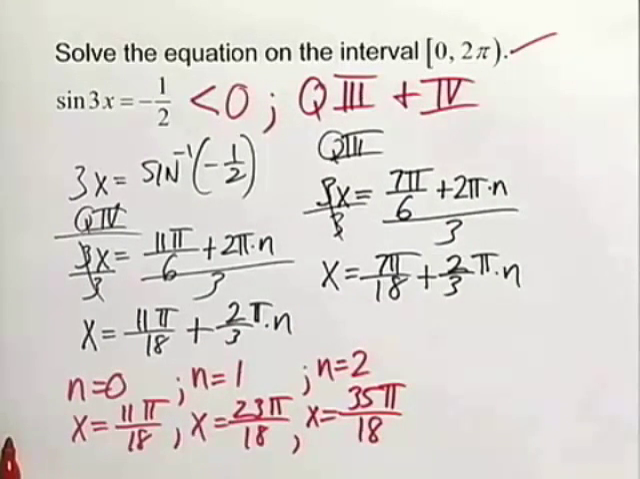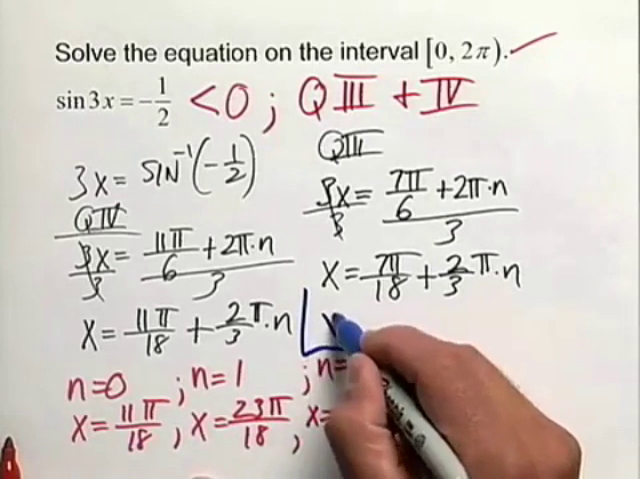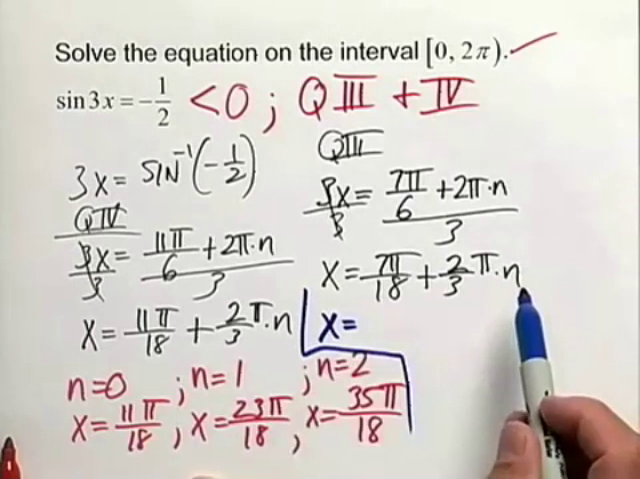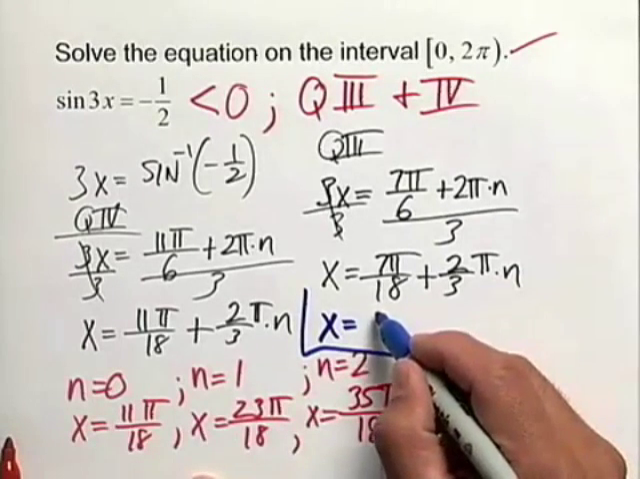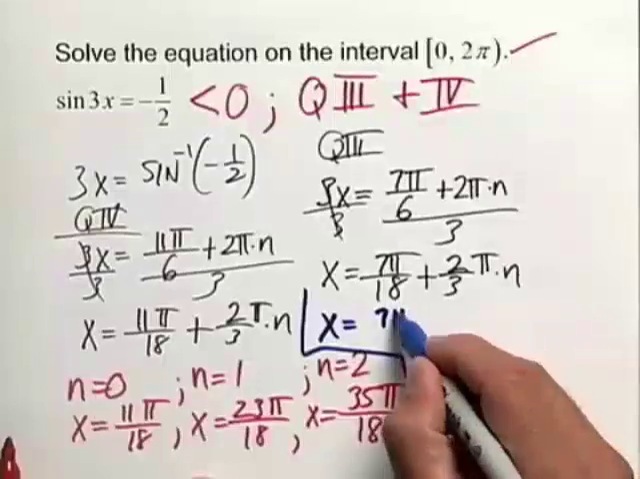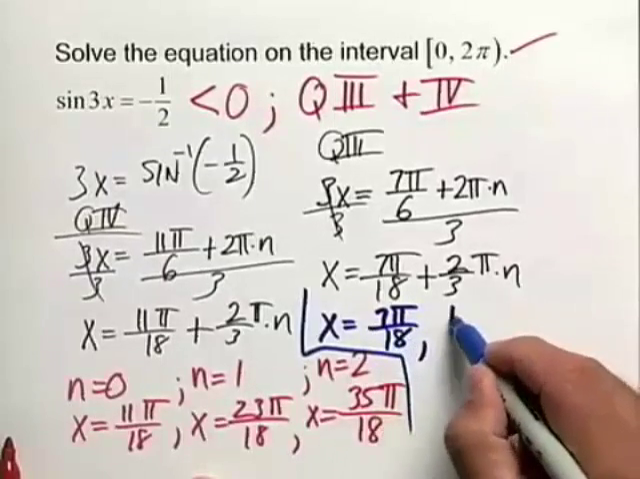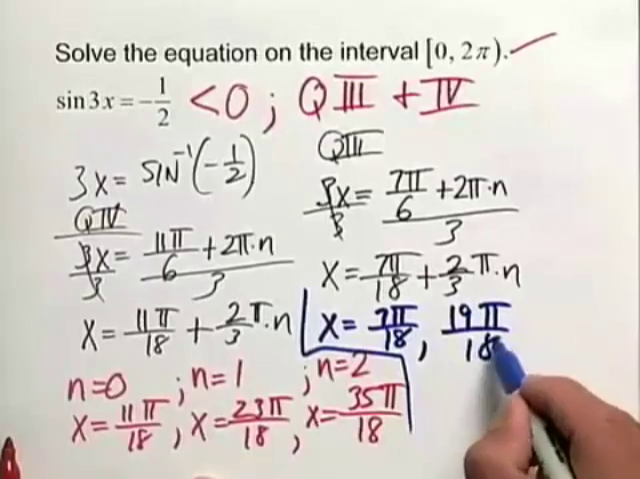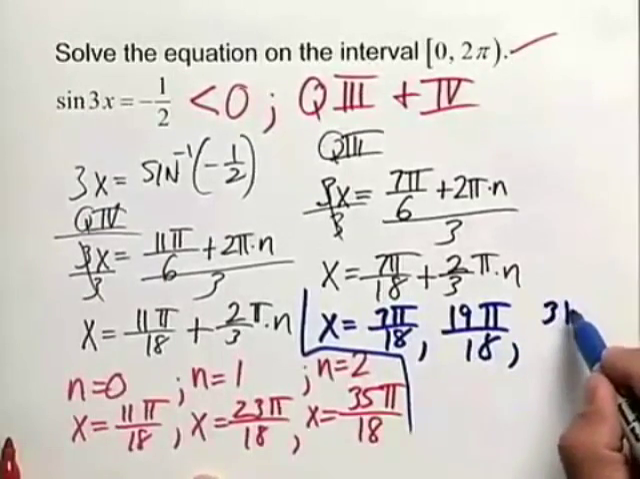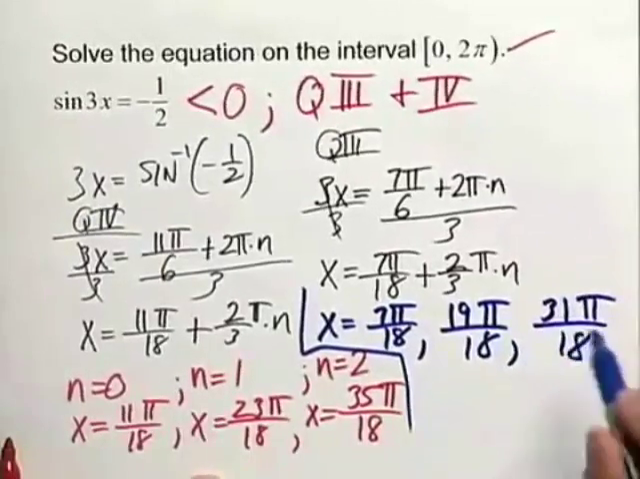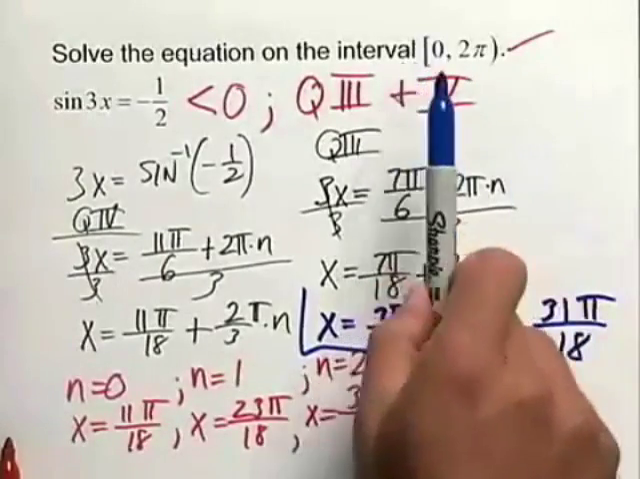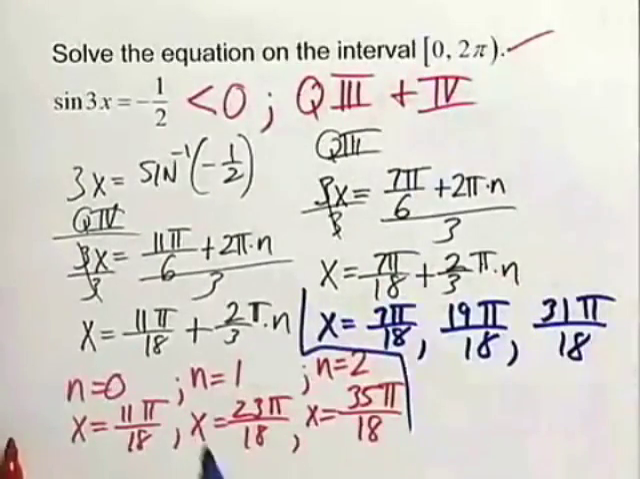In a similar fashion, we're going to focus on the second equation, and find those values for when n is equal to 0, 1, and 2. And you can verify this independently, but if we solve this equation, plugging in 0, 1, and 2 for n respectively, we end up with values of 7 pi/18, 19 pi/18, and also 31 pi/18. So these are the 6 solutions in the interval from 0 to 2 pi of the trig equation sine of 3x is equal to a negative 1/2.